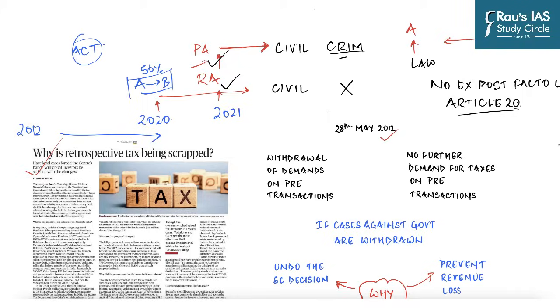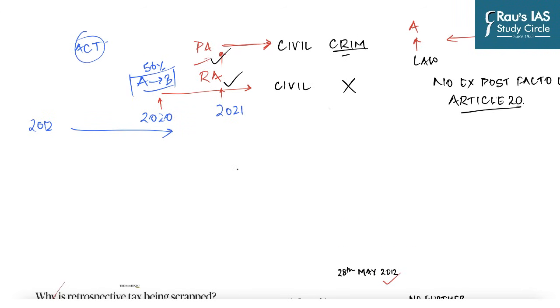Okay, so I guess it's now clear. So what is this retrospective taxation of 2012? In the 2012 Finance Act, the Parliament amended the IT Act to impose tax on foreign companies on a retrospective basis. That is, on their transactions from the past, even when this Amendment Act did not exist, because it is a civil matter.